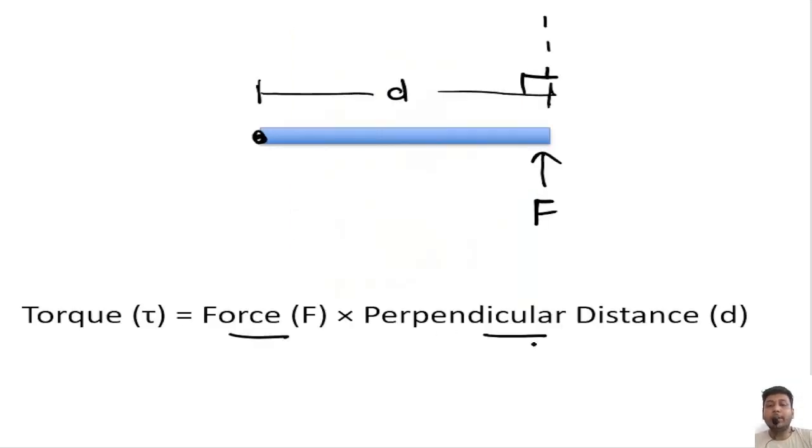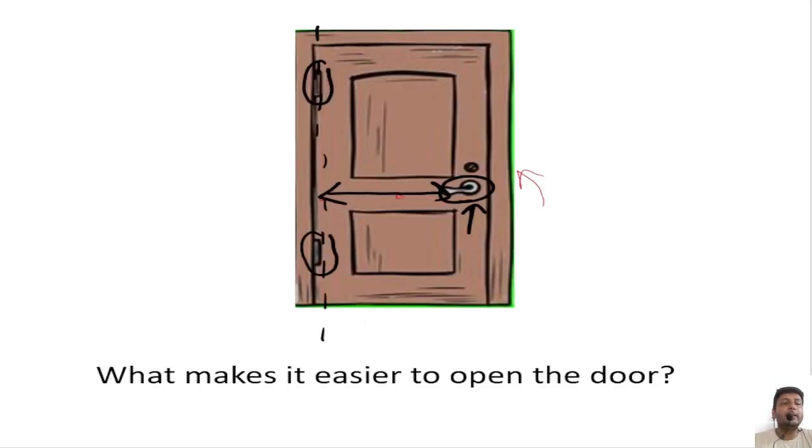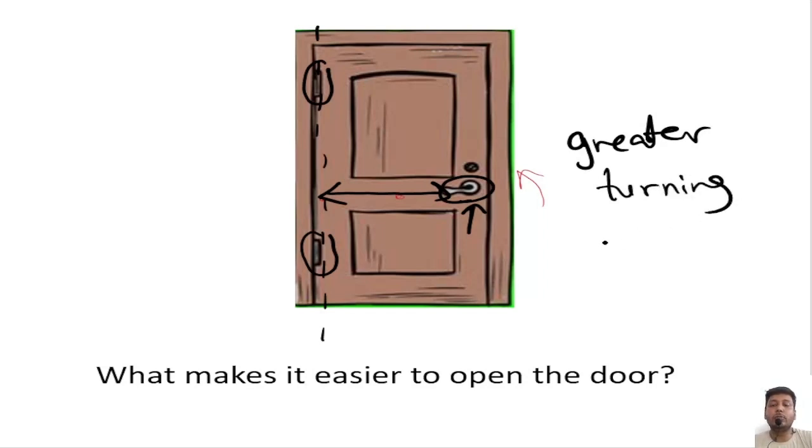From the formula, you can see that if the perpendicular distance becomes high, the torque will also become high. So that means if the handle is located as far as possible from the fixed line, it will produce a greater turning effect. That's why the handle is provided as far as possible from the pivot point.